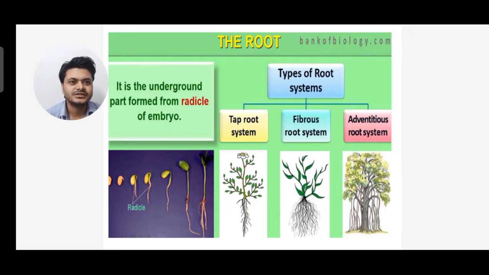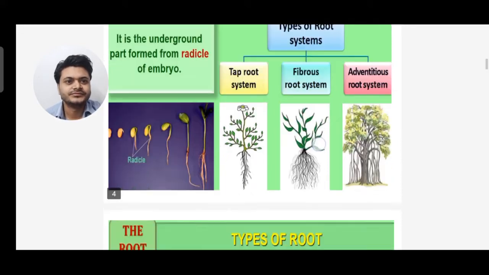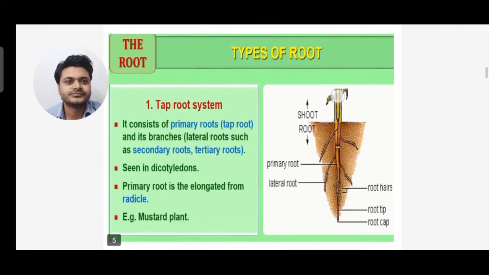How many different types of root system are there? One is the tap root system, the fibrous root system and the adventitious root system. You can see the diagrams: tap root system, fibrous root system and adventitious root system. Now let's come to the types of root. First we'll study the tap root system.